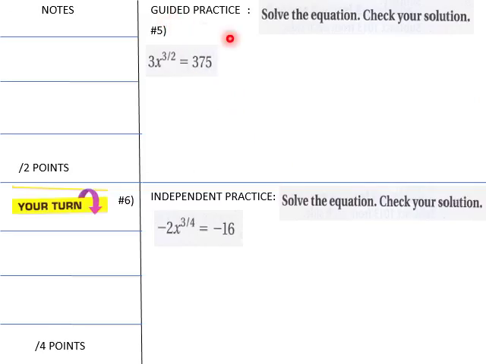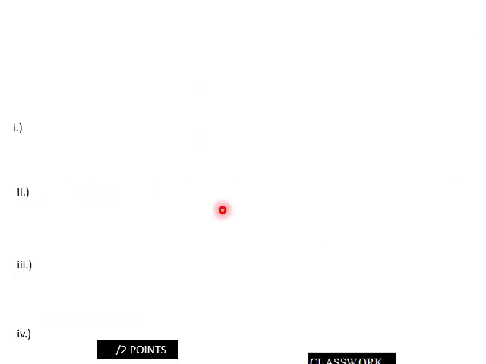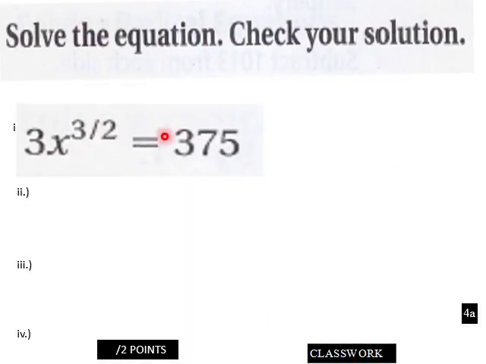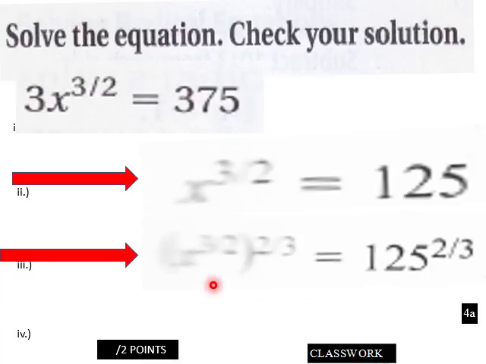Now we have got to practice here. Here's our equation. Students, this is yours down here in your independent practice. Solve this now in our guided practice. Solve the equation, check your solution. So x to the 3/2, we divide both sides by 3. And then we're going to take the inverse of 3/2, which is 2/3.